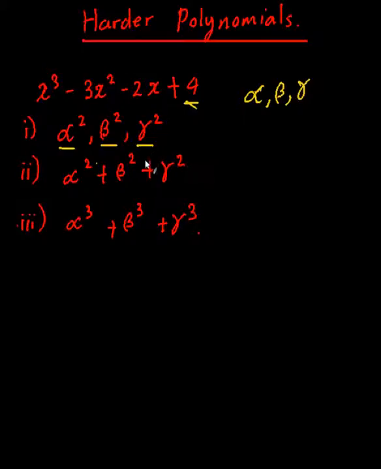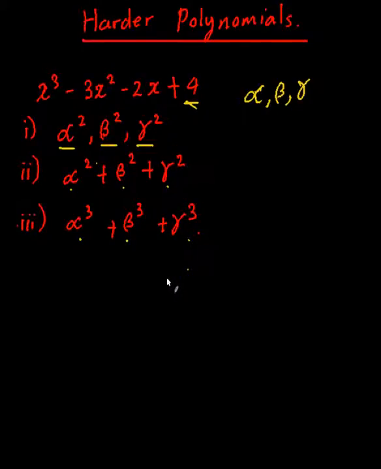In part 2, using this fact, using the newfound polynomial, I had to find the sum of alpha squared, beta squared, and gamma squared. And in the third question, I had to find alpha cubed, beta cubed, and gamma cubed, the sum of them.